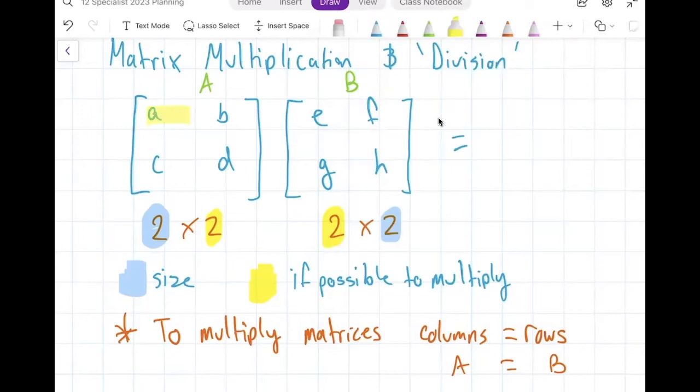So this row here will multiply by this column here. And I'm going to do some addition. So it's going to become AE plus BG. It's going to be the first entry of my new matrix.